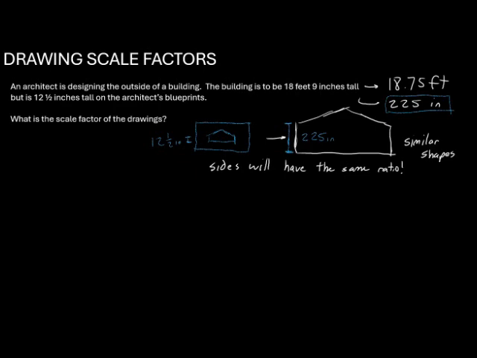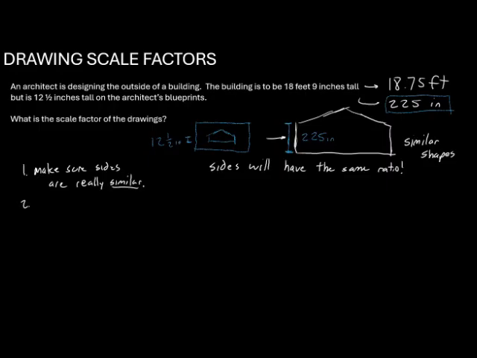Before we find the ratio, there are a few things we need to check. First, make sure the sides are actually in the same position and are similar. We can see, since we're looking at the height, 225 inches and 12 and 1/2 inches, that these will be the same side. They'll be similar.